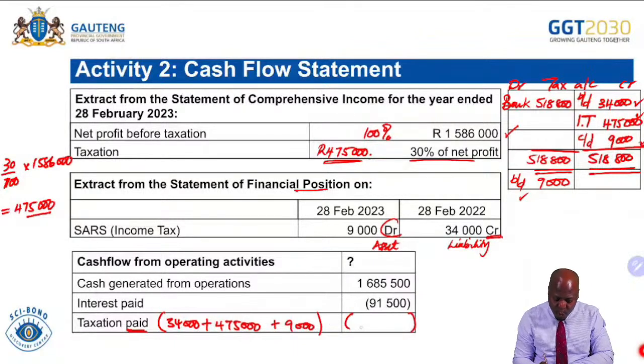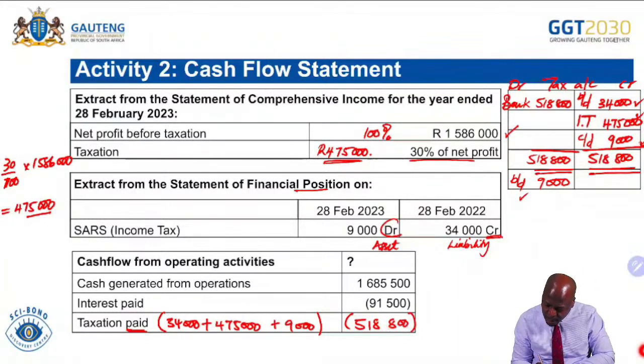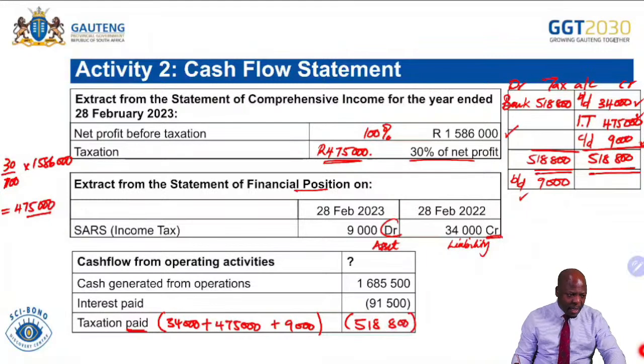How much in total did we pay to SARS? We ended up paying 518,800. This is what we ended up paying over to SARS. All right, can I move on to the next aspect? Let's move on to the next part of this question.